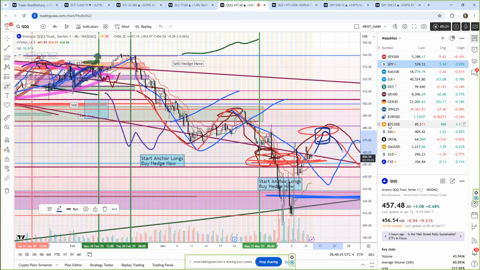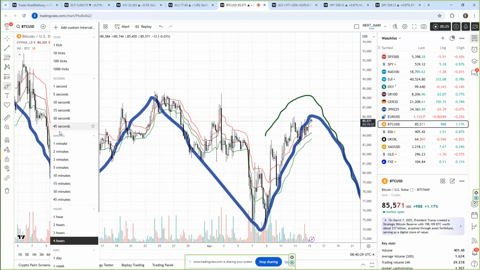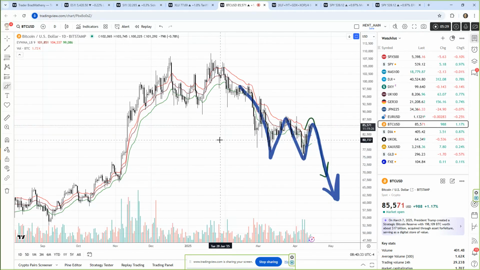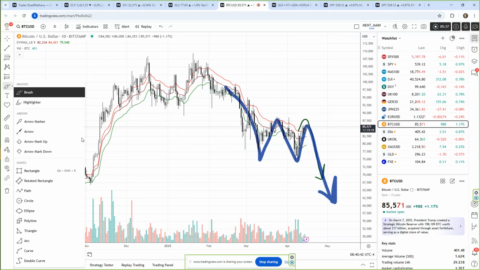Okay, and then lastly, we come to Bitcoin. I don't know what happened to my chart here, guys. I had a lot of stuff drawn over here on Bitcoin, and it seems to have vanished. Maybe I cleared it by mistake. Maybe. But again, we're moving through this consolidation phase. I'll try to redraw it.